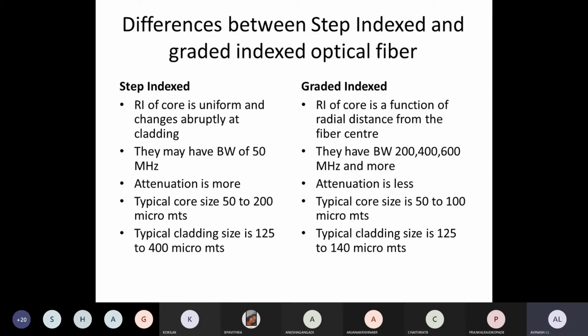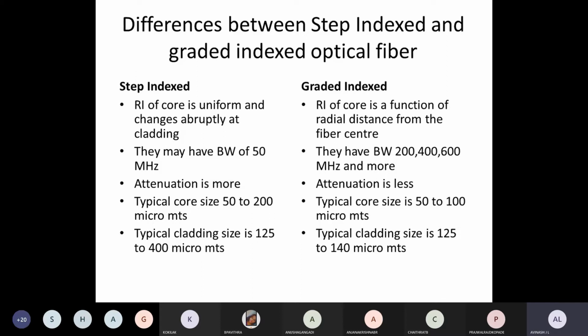When we talk about the graded index, the refractive index of core is a function of radial distance from the fiber center. The refractive index of core is a function of radial distance from the fiber center. So that means the core and cladding do not have an abrupt change.